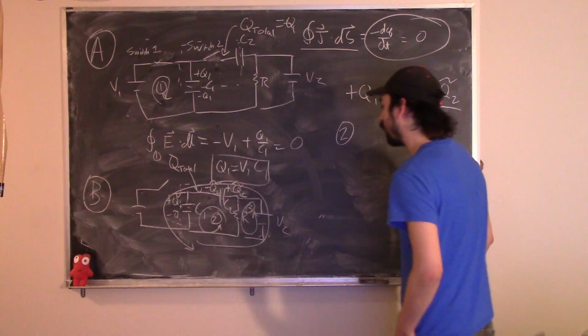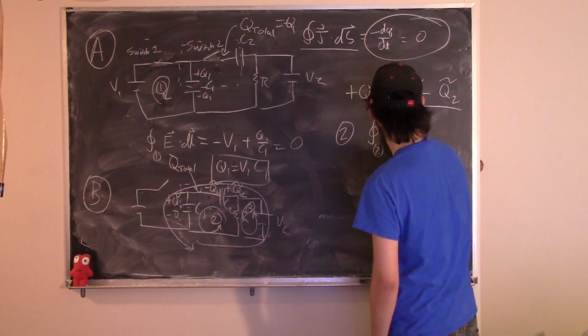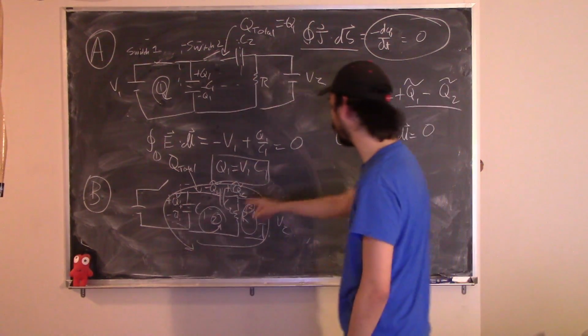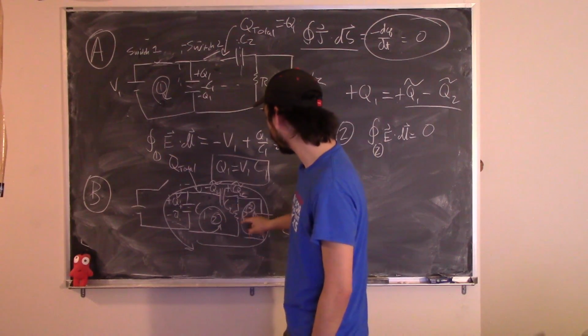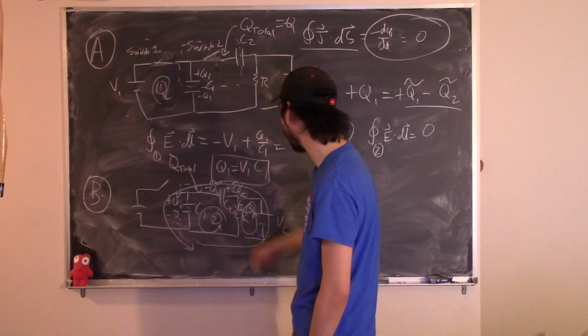So loop 2 says that the integral over this loop of E dot dl is going to be equal to 0. And so this is going to say, going around here, my current, I didn't define the current. Let's say the current is just I going down.